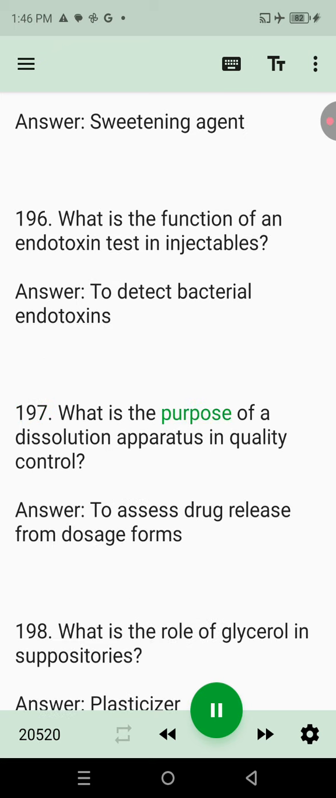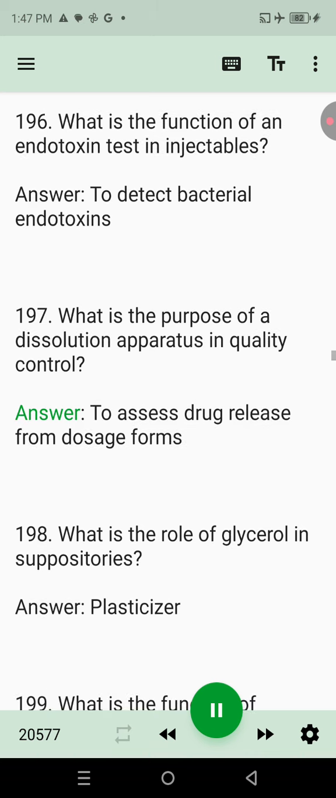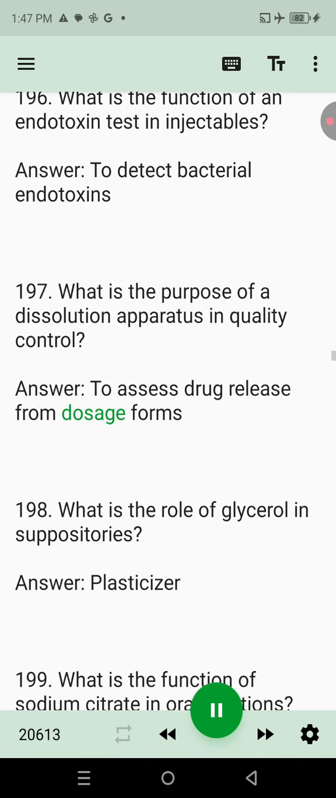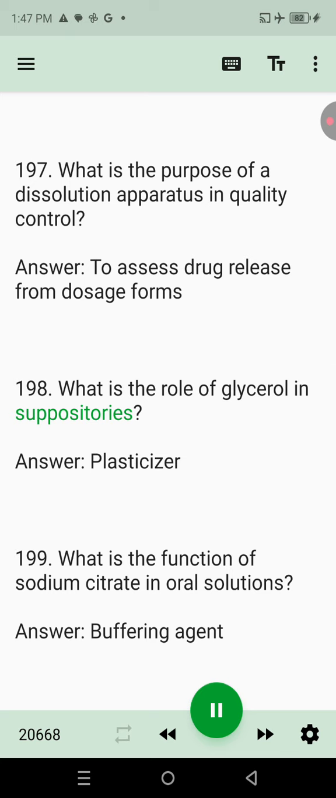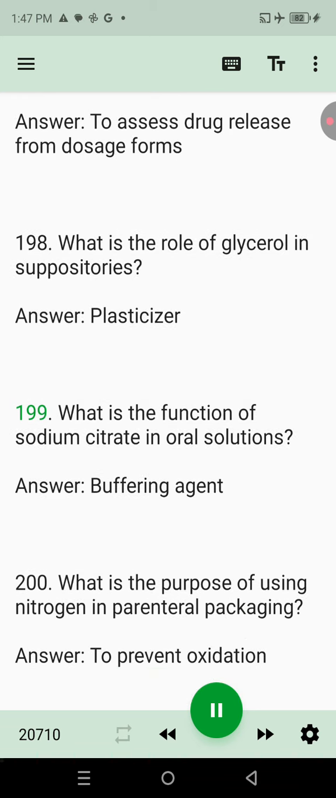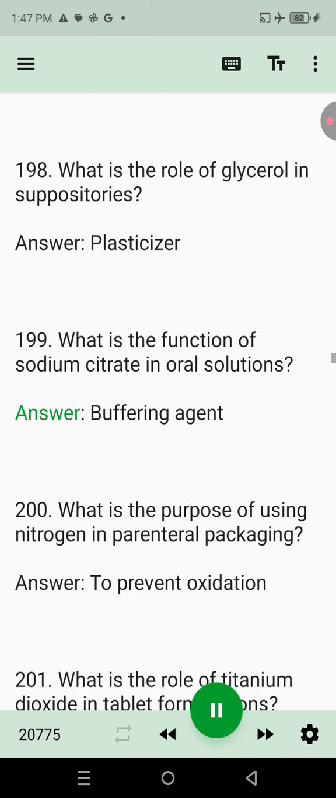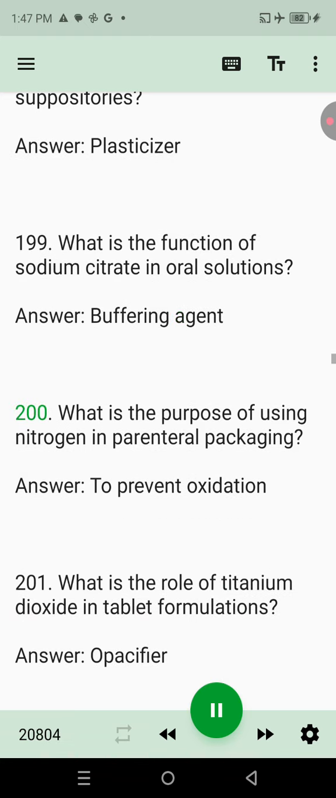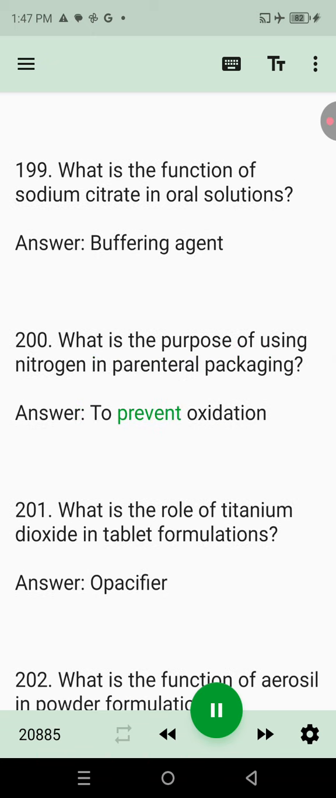197. What is the purpose of a dissolution apparatus in quality control? Answer: to assess drug release from dosage forms. 198. What is the role of glycerol in suppositories? Answer: plasticizer. 199. What is the function of sodium citrate in oral solutions? Answer: buffering agent. 200. What is the purpose of using nitrogen in parenteral packaging? Answer: to prevent oxidation.